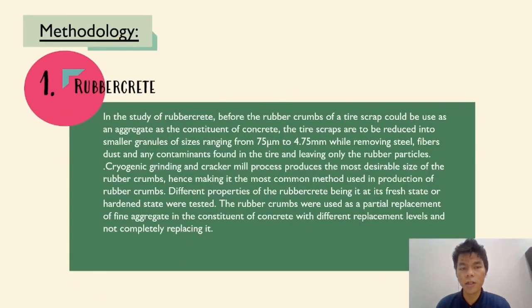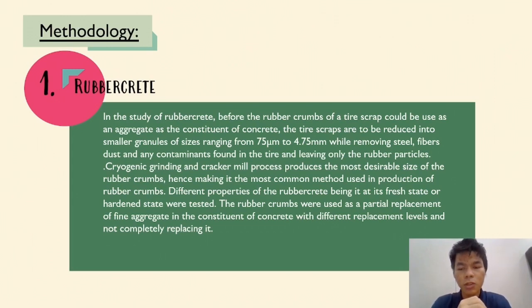The methodology of these researches. Number 1, for the rubbercrete. In the study of rubbercrete, before the rubber crumbs of a tire scrap could be used as an aggregate as the constituent of concrete, the tire scraps are to be reduced into smaller granules of sizes ranging from 75 micrometers to 4.75 millimeters, while removing the steel, fibers, dust, and any contaminants found in the tire and leaving only the rubber particles. Cryogenic grinding and cracker mill process produces the most desirable size of the rubber crumbs, hence making it the most common method used in production of rubber crumbs, therefore making it the method of choice for the grinding of the tires.